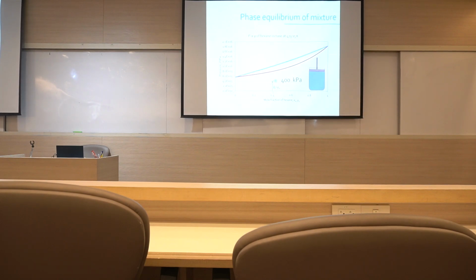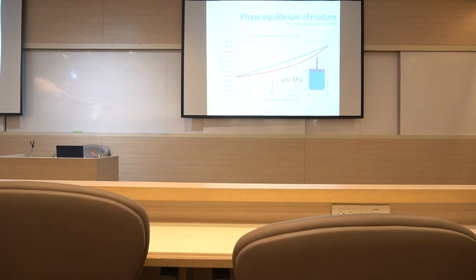Let's start from this point here. It means we prepare in this vessel a mixture containing 40% hexane and the rest 60% octane. The pressure is 4 bar, 400 kilopascal. According to this phase diagram, it is well in the vapor region, so your system is entirely vapor.